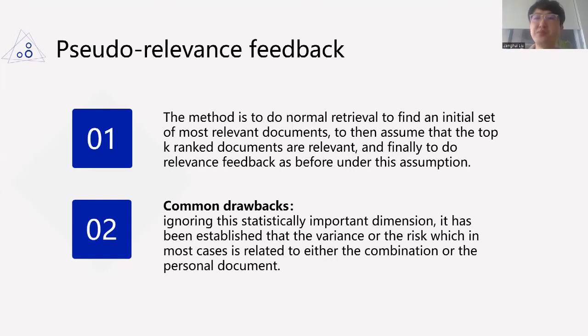There are some common drawbacks. Pseudo-relevance feedback methods typically perform averaging over the top retrieved documents, but ignore an important statistical dimension: the risk or variance associated with either the individual document models or their combination.